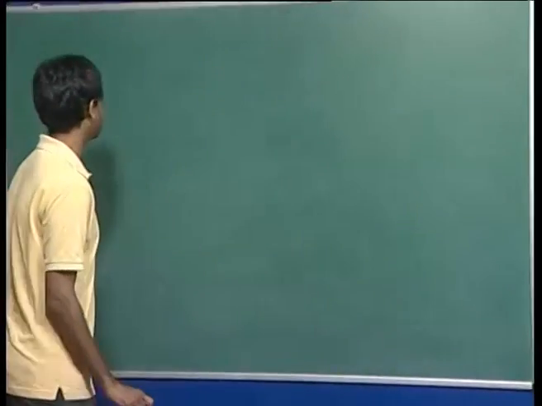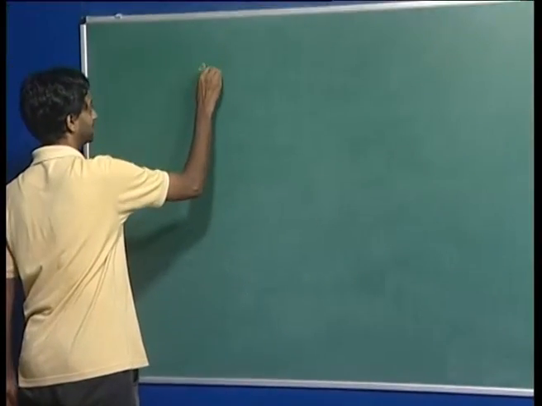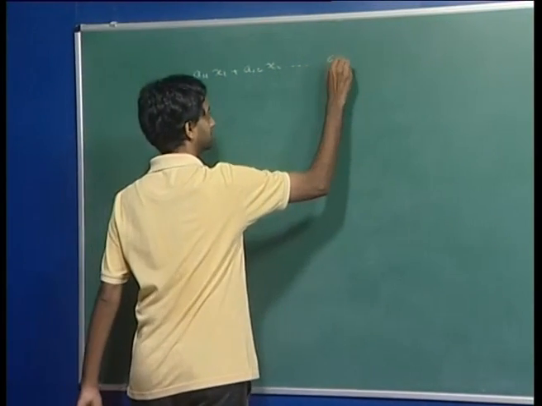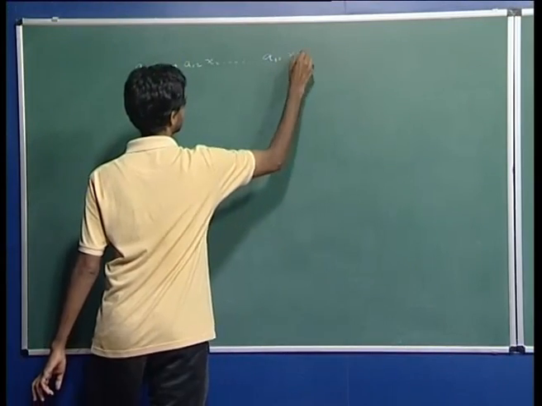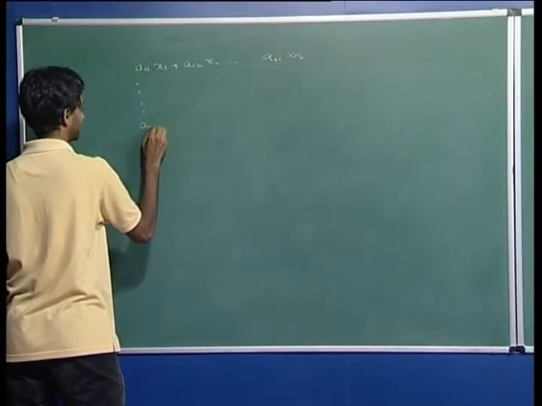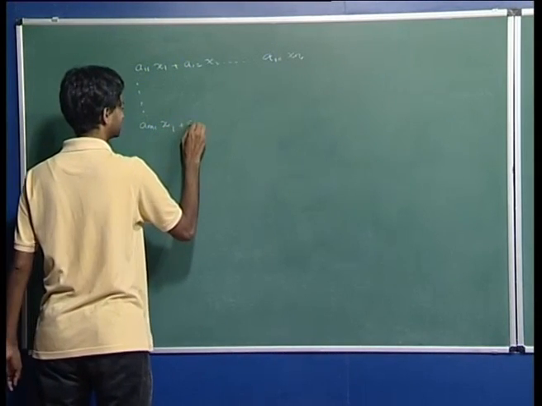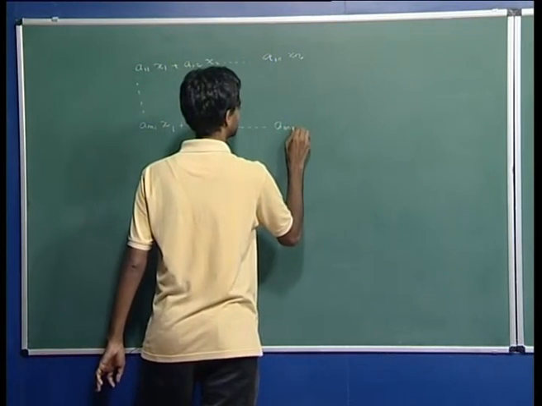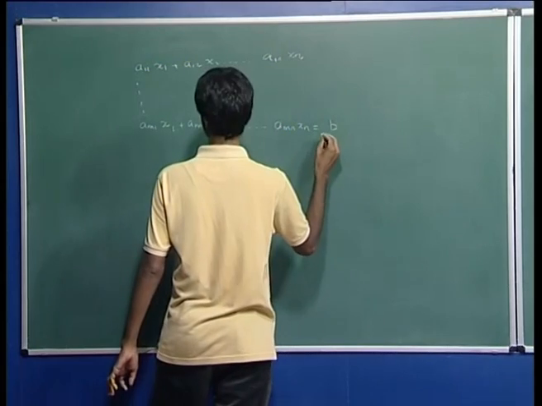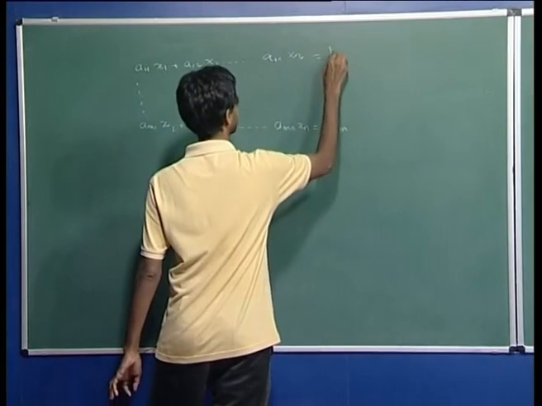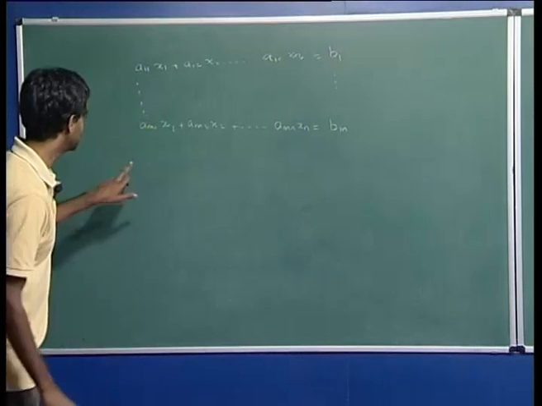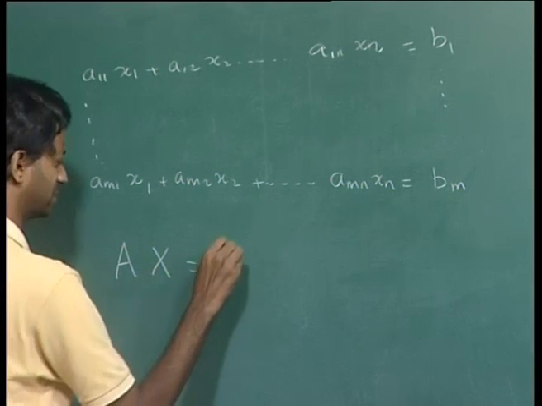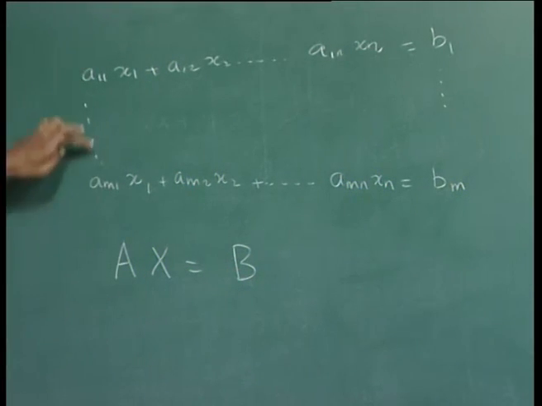Okay. So let us see how to state this in a very simple way. So now I am writing my system of equations. If I have a11 x1 plus a12 x2 up to a1n xn, and I go all the way to am1 x1 plus am2 x2 up to amn xn equal to bm, this is equal to b1. So, if I have a system of equations of this form, then I can write this in the form A x equal to b, where A is this matrix of coefficients.